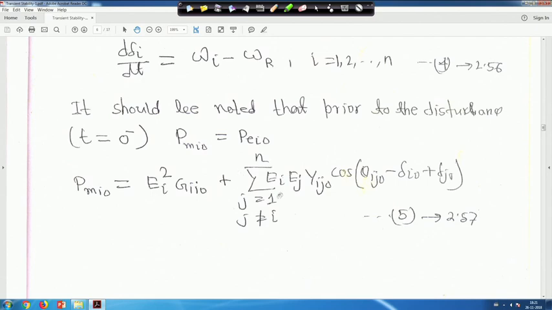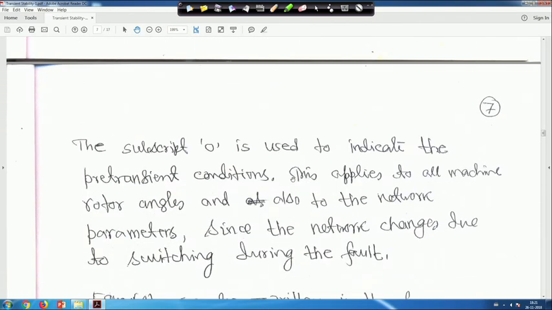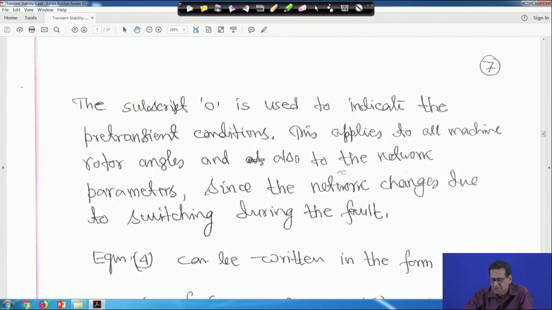Okay, now we are back again. Up to equation 5 we have seen. Next, the subscript 0 is used to indicate the pre-transient conditions. This applies to all machine rotor angles and also to the network parameters, since the network changes due to switching during the fault.